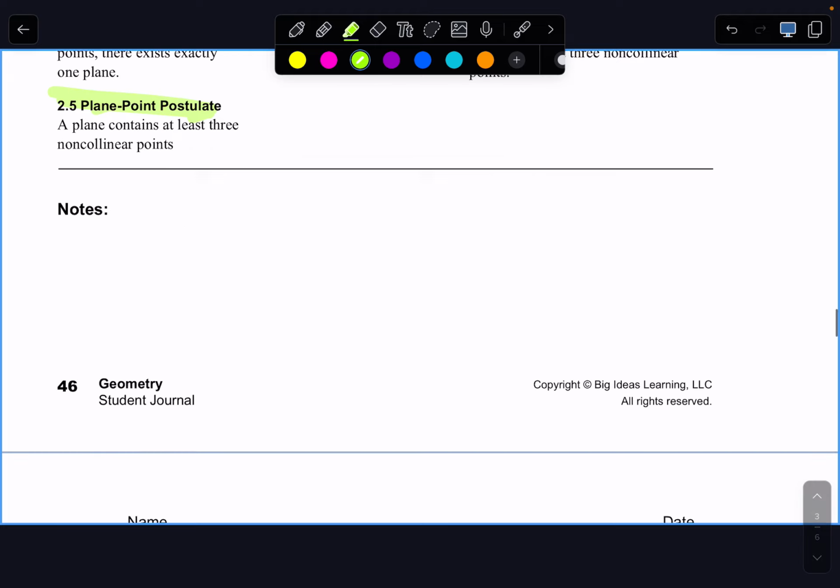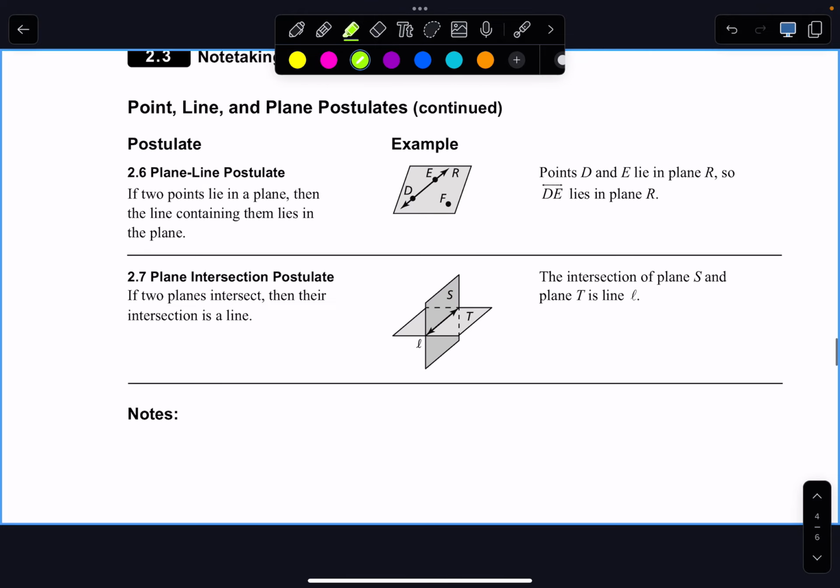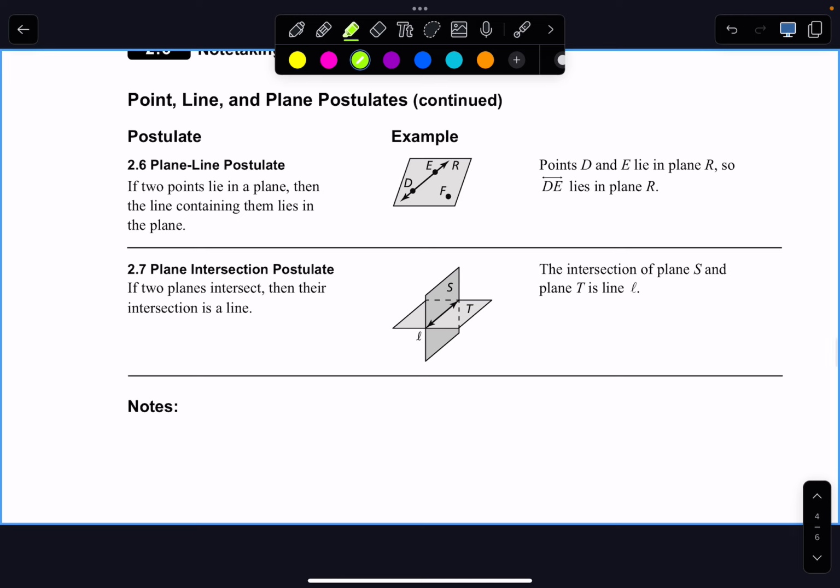All right, the last 2 at the top of the next page. If 2 points lie in a plane, then the line that goes through them is also in the plane. So here I have D and E. They live in my plane R. Since we have 2 points, we can draw a line through them. Well, now that line also lives in plane R. And then the last thing, if 2 planes intersect, then they intersect in a line.